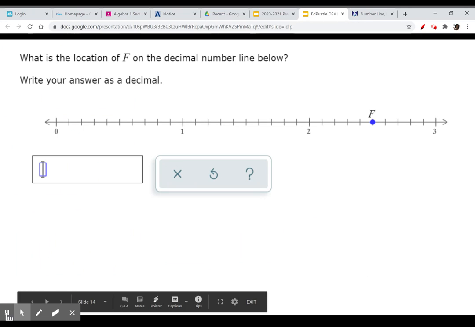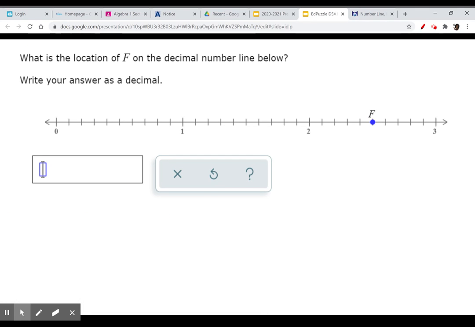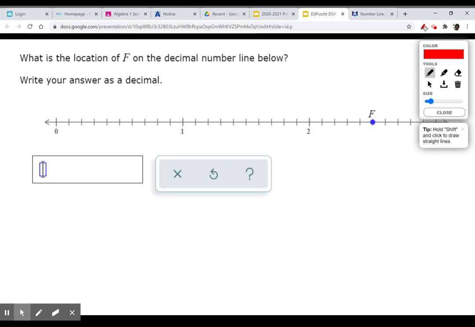Okay, this next segment says, what is the location of F on the decimal number line below? Write your answer as a decimal. So one of the key things that's being emphasized here is that we've got to be able to write in decimal form. All right, it says it's a decimal number line, and we've got to write in decimal form. So hold on, let me just move this out of the way.